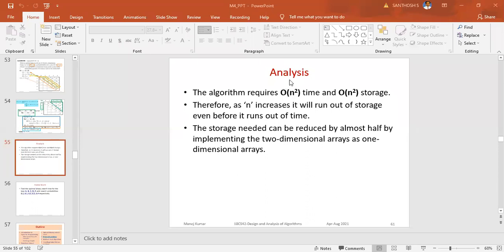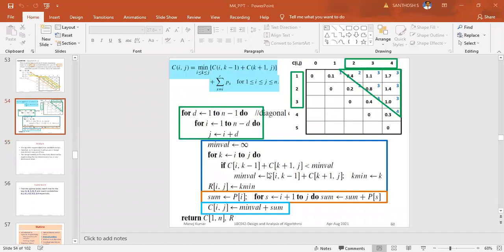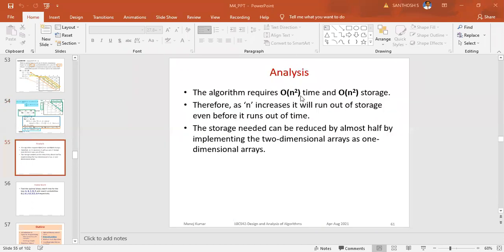So coming to the analysis, how many loops are there? Two for loops, one for d, the other one for i. This one will go with n, this one will also go with n. So n into n, it will be n square. That's why it takes n square time and n square storage. Therefore, as n increases, it will run out of storage even before it runs out of time.